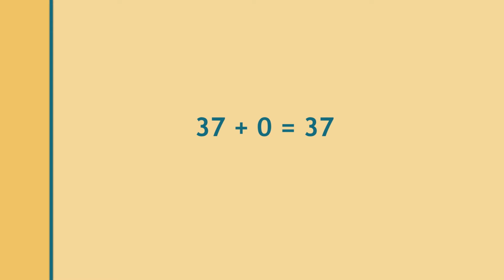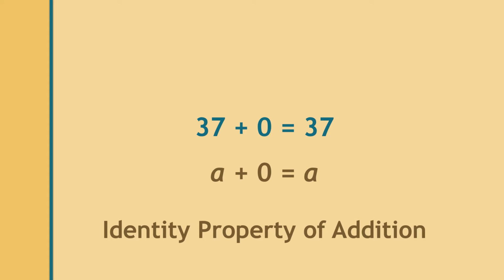Okay, here's our next property. This is called the identity property of addition. And the identity property of addition says that you can add 0 to any number and the number remains the same. So 37 plus 0 equals 37. A plus 0 equals A. So identity property of addition, you can add 0 to any number and the number stays the same.